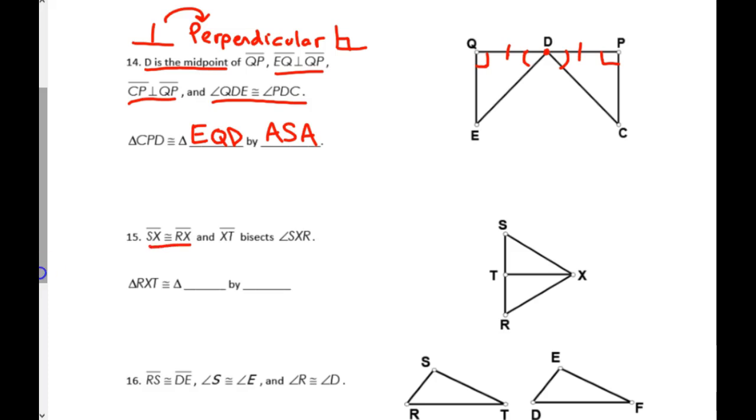SX is congruent to RX. Put tick marks there. And wait a minute. These 2 triangles are touching. I should definitely put tick marks where they touch. All right. Okay, and this is XT bisects SXR. So XT is cutting that big angle SXR in half. So that means each of these would have to be congruent. So RXT matches SXT by what? Side, angle, side.